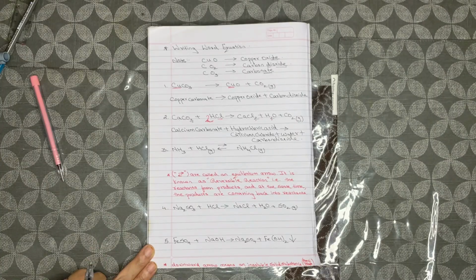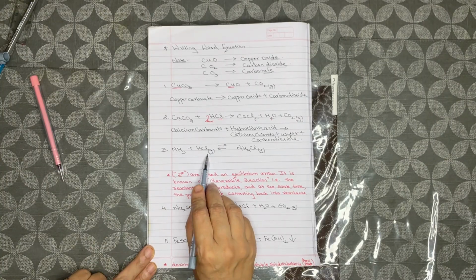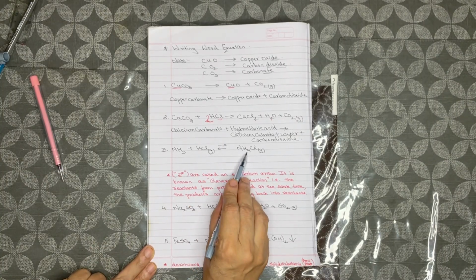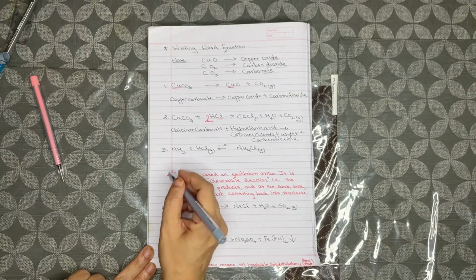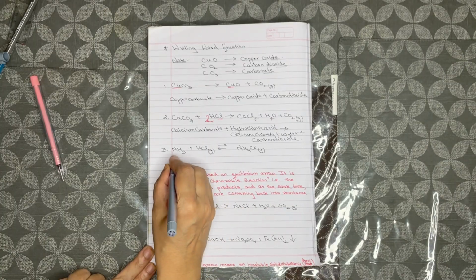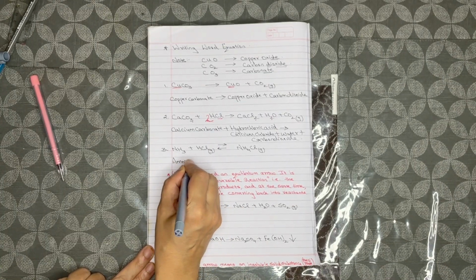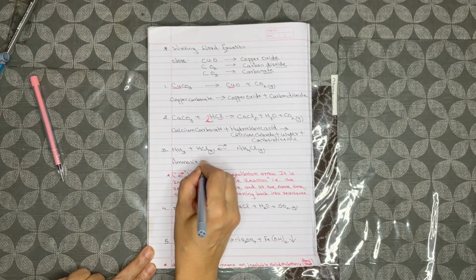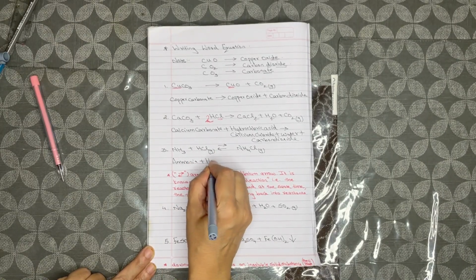Third is NH3 plus HCl gives us NH4Cl. Now NH3 means ammonia and plus HCl is hydrochloric acid.